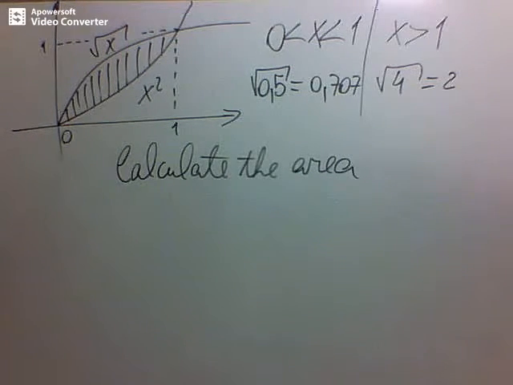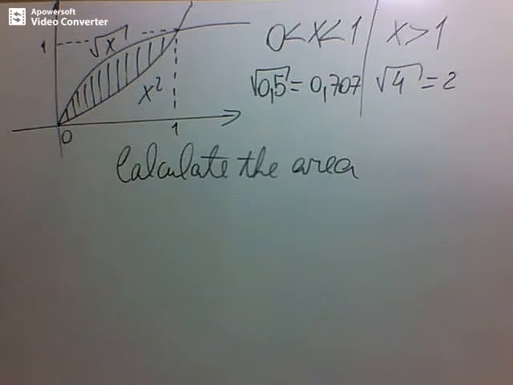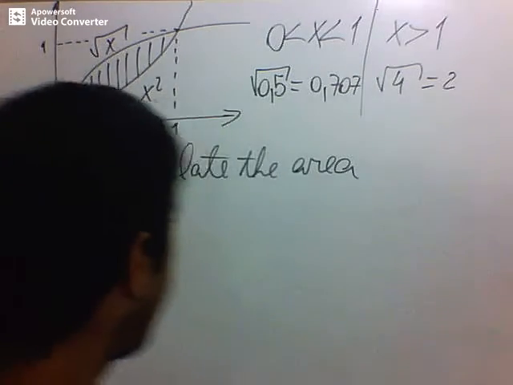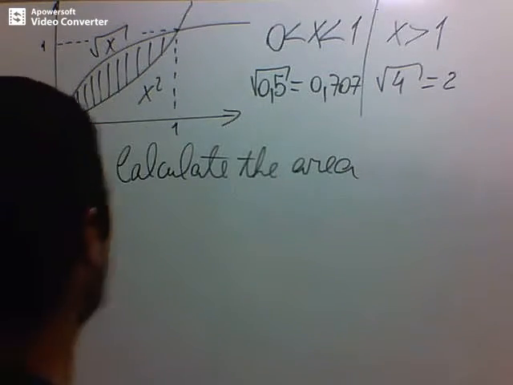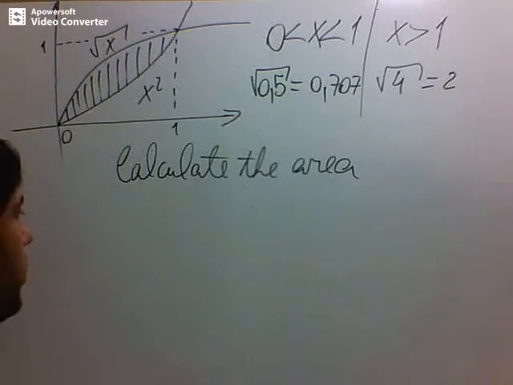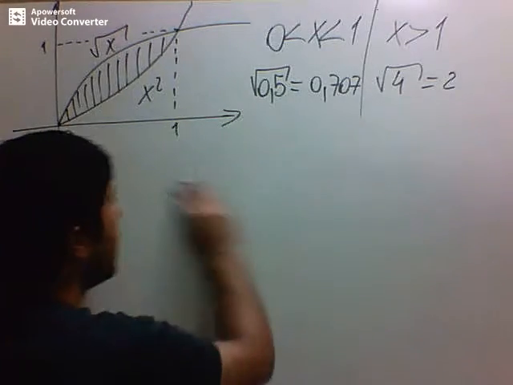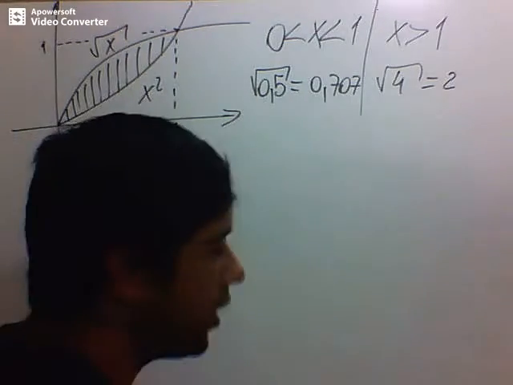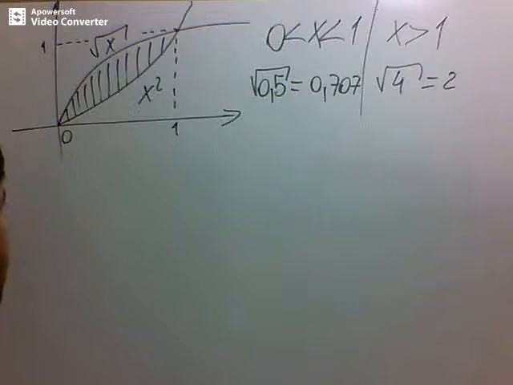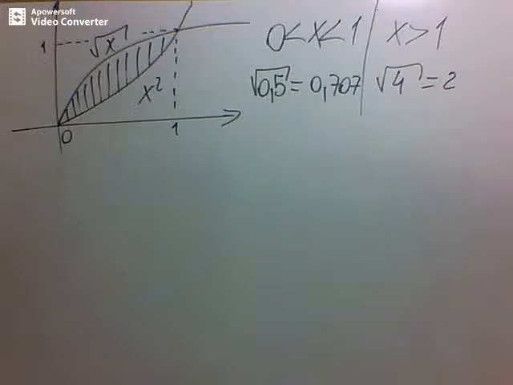And this is what permits us to calculate an area between the function square root of x and the function x squared. So now, how are we going to calculate the area between these two functions? First of all, what we need to do is to understand what an area is. How can we calculate the area? First, we can calculate the area below the function x squared.